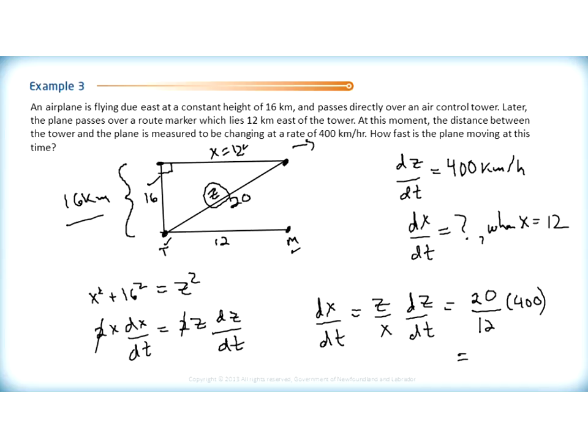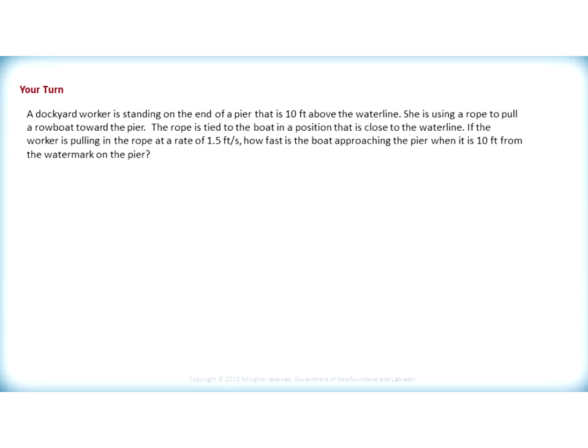5 times 400 divided by 3 is 667. Roughly 667 kilometers per hour. That's a pretty fast moving plane, I do say. So that's how we solved that one. Good question again. Alrighty. Next is the your turn question.